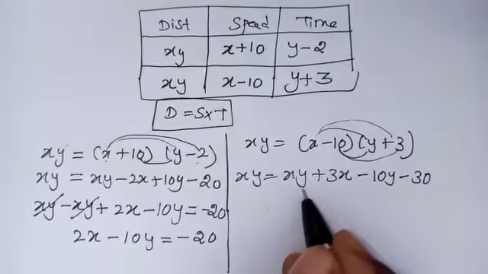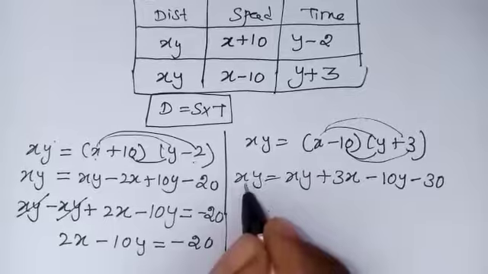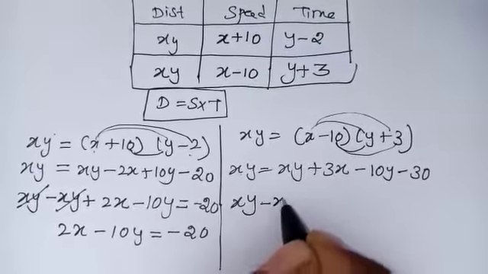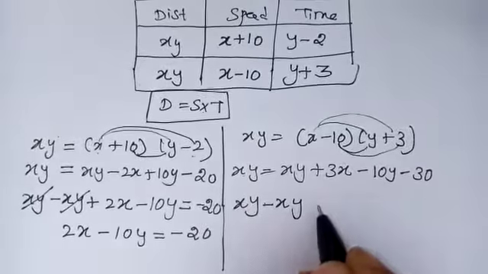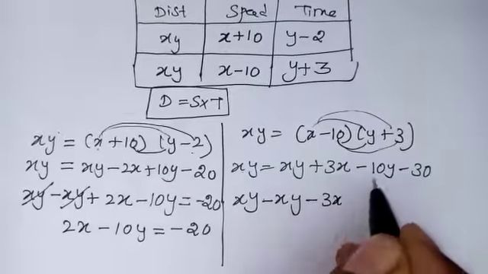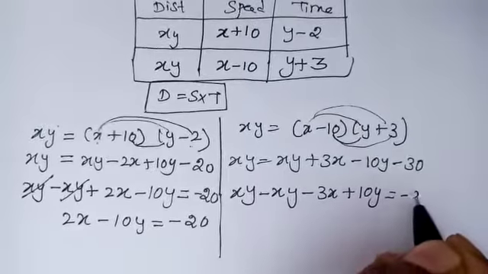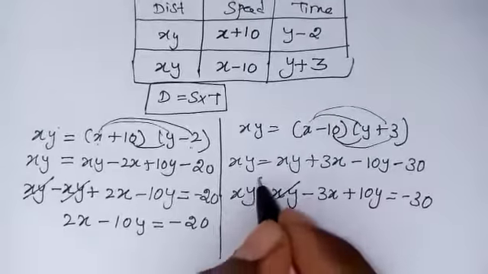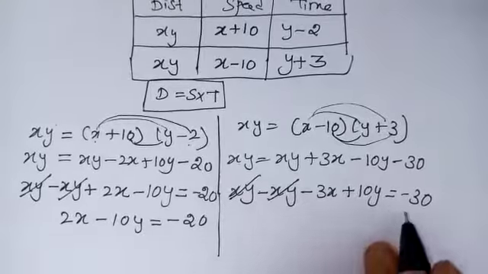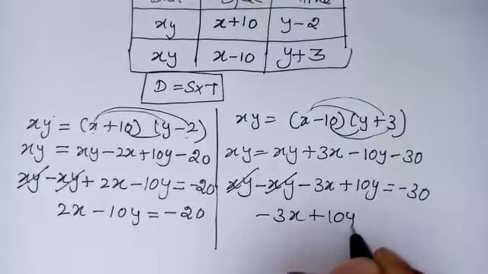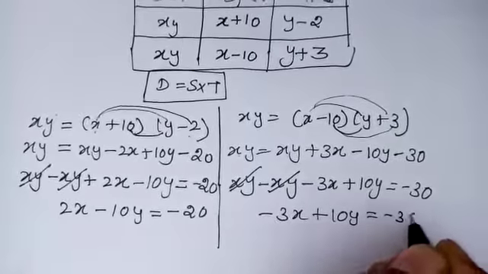Same way all the variables should be brought to the same side. So this xy I am writing as it is. This plus xy becomes minus xy on this side. This plus 3x will become minus 3x now. This minus 10y will become a plus 10y this side, which is equal to minus 30 we are getting. So plus xy minus xy will get cancelled. So the remaining equation is minus 3x plus 10y is equal to minus 30 we are getting.